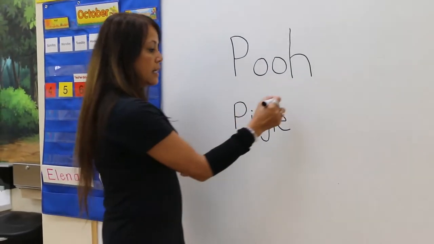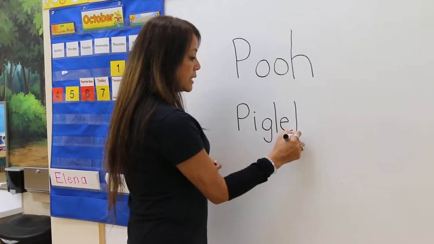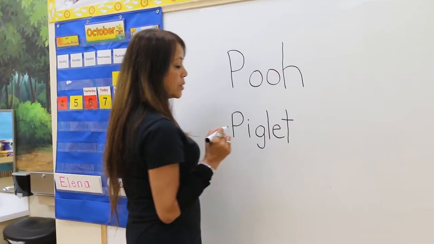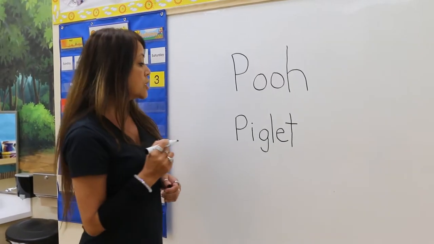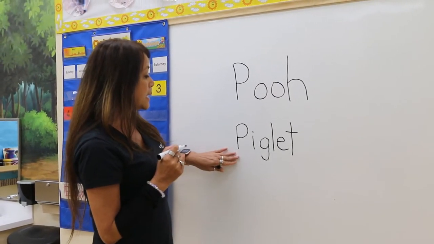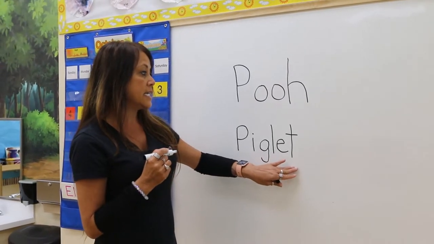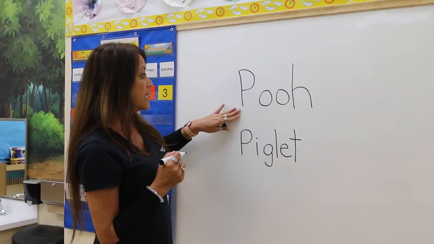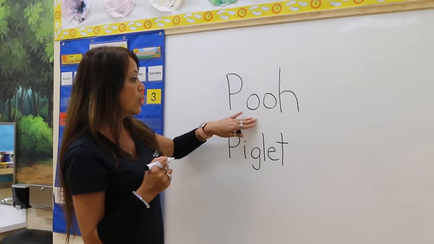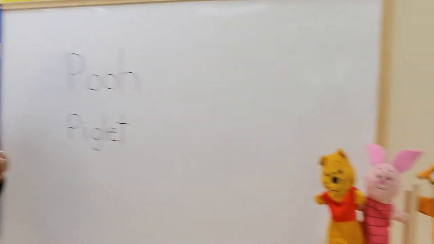E. Then our last letter in Piglet is a straight line, with a line over it like a cross, which is a T. Piglet spelling: P-I-G-L-E-T. Pooh, again, is capital P-O-O-H.